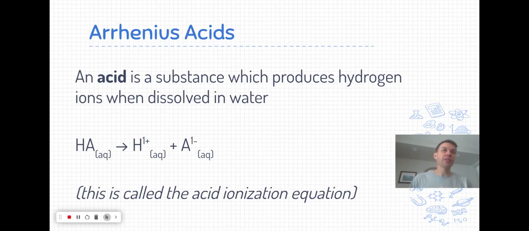In previous grades, you've been introduced to the Arrhenius theory of acids. This theory defines acids in terms of what happens when that substance is dissolved in water. Specifically, an acid is a substance which produces hydrogen ions when it is dissolved in water. The equation that we see here on the screen is referred to as an ionization equation for an acid, in which the left side of the equation shows the unionized molecule, and the right-hand side shows our ionized acid, hydrogen ions, and whatever the anion is.